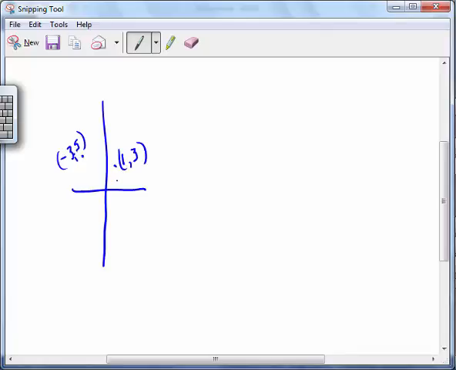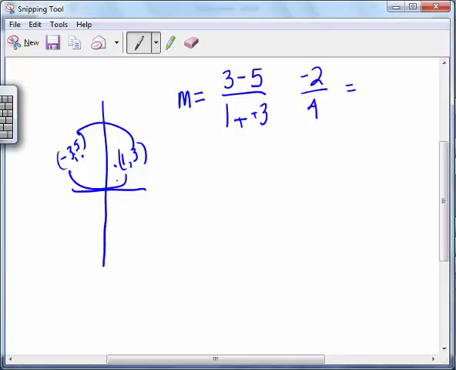Okay, the first thing we have to do is find the slope. M equals, so our second y is 3 minus our first y is 5 over our second x is 1 minus our first x, negative 3. 3 minus 5 is negative 2. 1 minus negative 3 is the same as 1 plus 3 is 4. So that's negative 1/2.